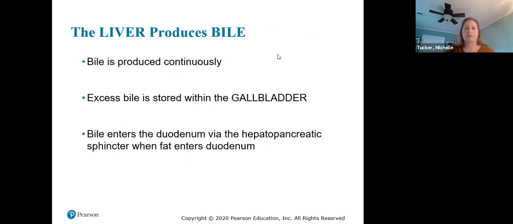Okay, so now we're at the liver and the gallbladder. Bile is produced continuously by the hepatocytes in the liver. Then it flows through the bile canaliculi, and it will go through the right and left hepatic ducts to the common hepatic duct to the cystic duct. That cystic duct is bidirectional. So bile can go up and get stored in the gallbladder, or it can go back down the cystic duct into the common bile duct for secretion at the duodenum.